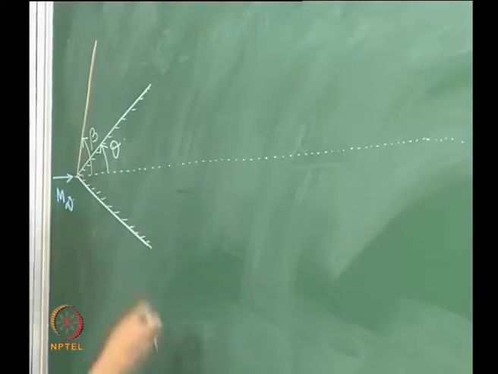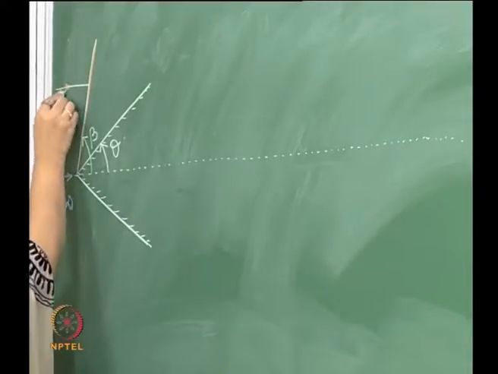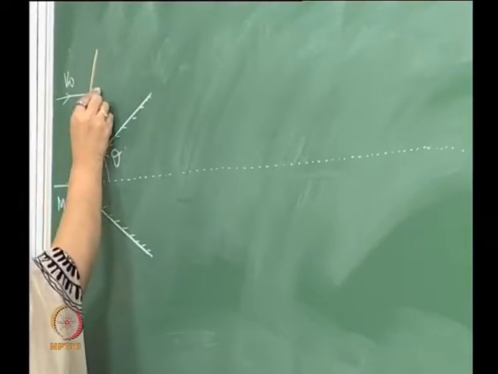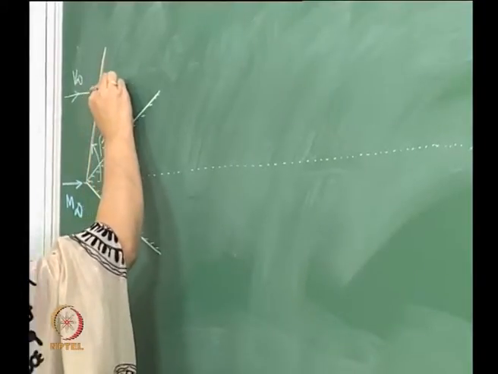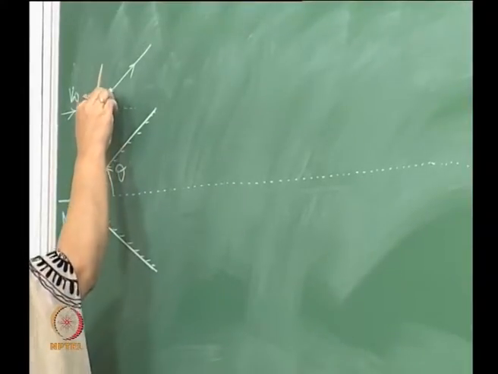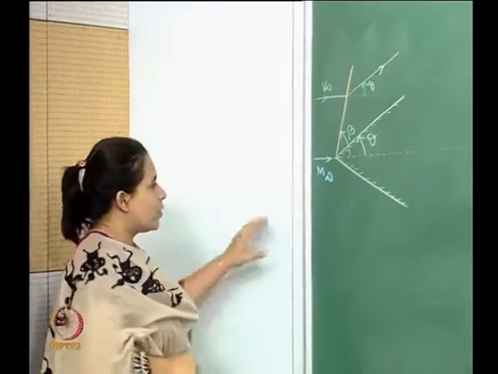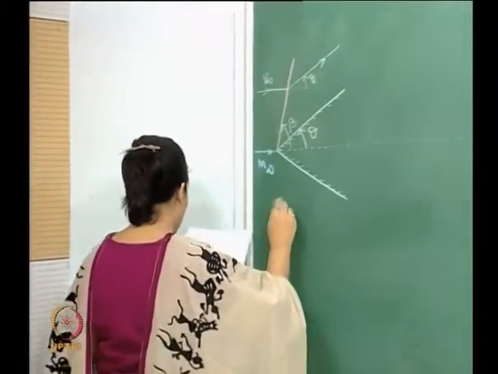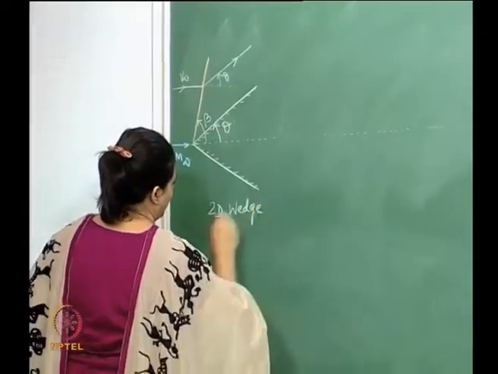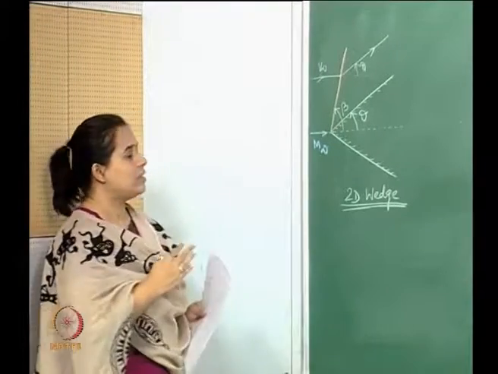And so now say I have the free stream come in here, then it would deflect, and this would make an angle of theta. So this is what we've done so far. This is the 2D picture, this 2D wedge picture. Now let us look at the 3D point of view.